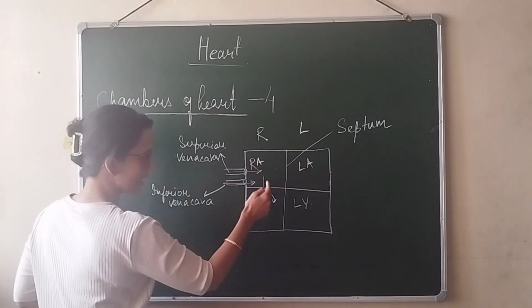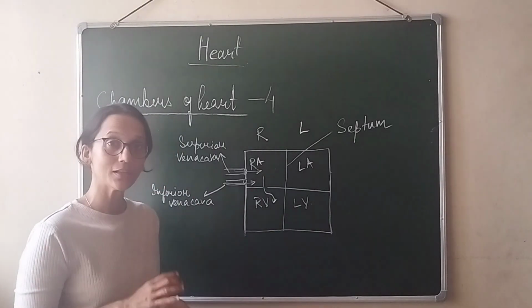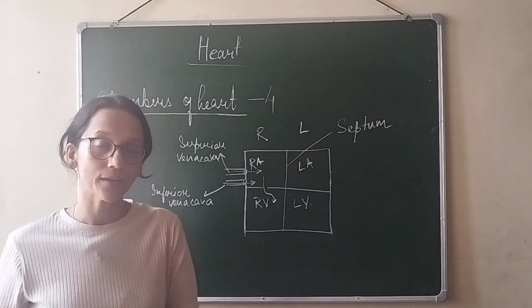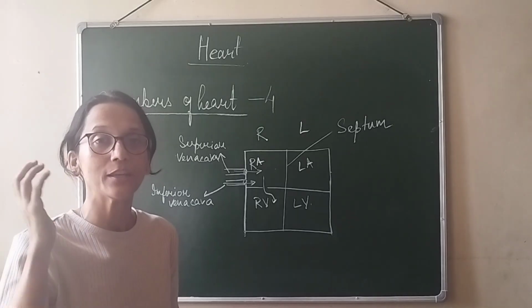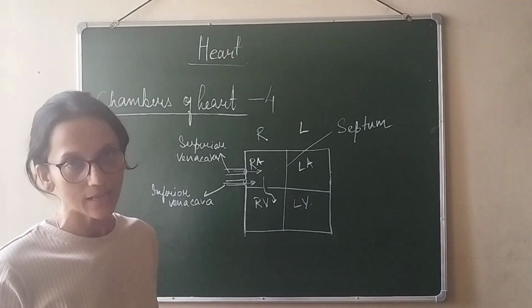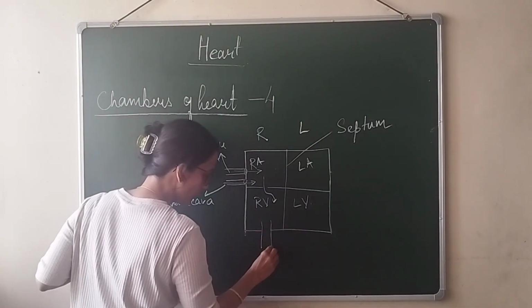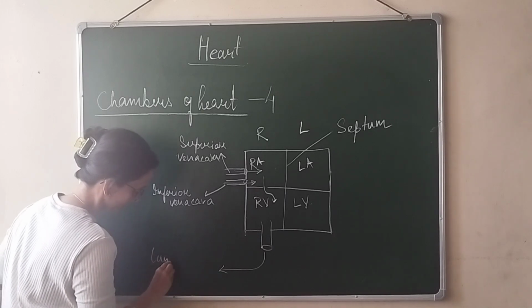Now once it is sent to the right ventricle, the function of the ventricle is to push this blood out. And where will it push the blood out? It will send it to that organ which can refresh it by infusing fresh oxygen. And which organ can do that? Only the lungs. So basically the blood now from here will directly go to the lungs.